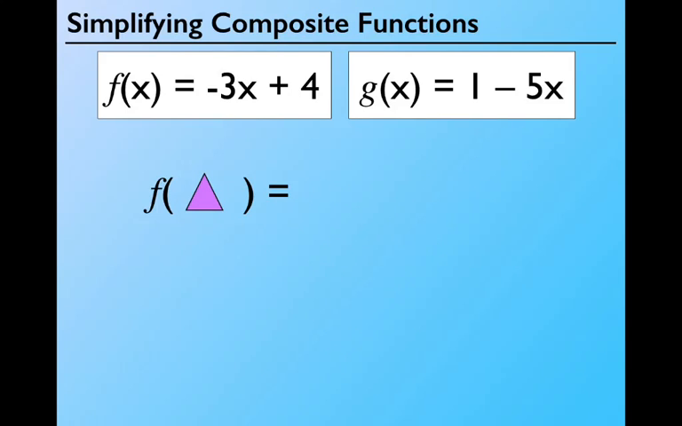Now let's say I have some weird shape like a triangle, and be careful because these kinds of things show up on the ACT where instead of a variable you'll just see a shape. Treat it exactly like you would any other variable. So if I were trying to find f of triangle, I would just take f of x and plug in triangle. And I'd have negative 3 times triangle plus 4.